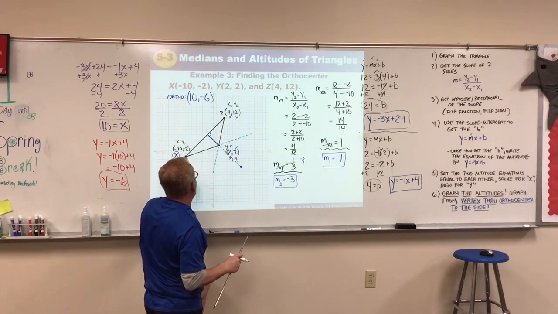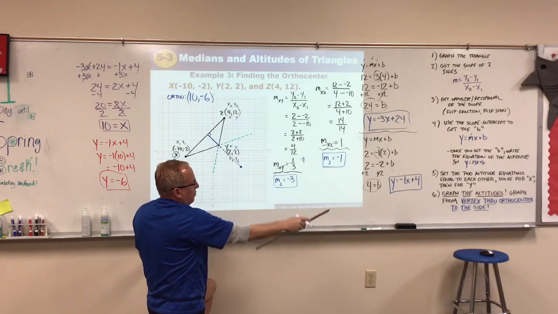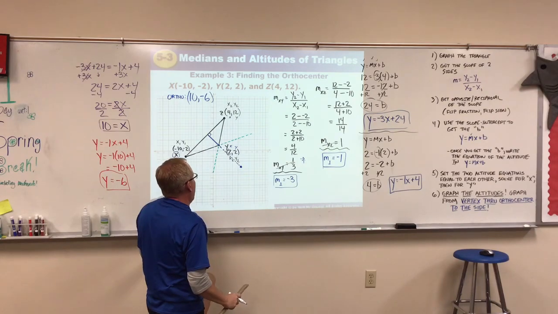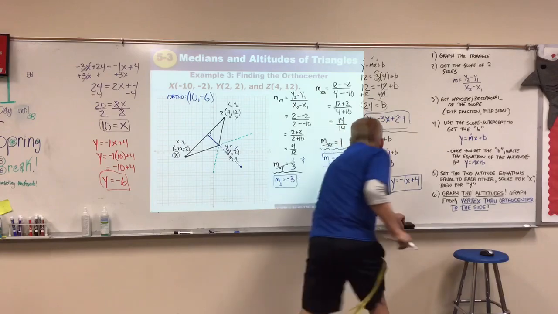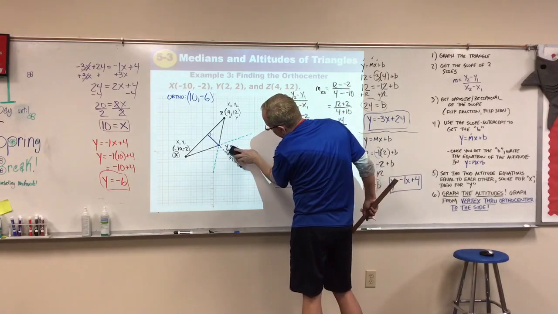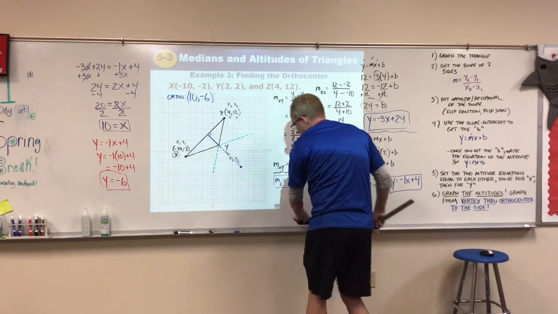Now we've got to do z and x. And again, we're going to graph the altitudes, from the vertex through the orthocenter to the side. I'm going to erase probably the coordinate references here. Let me get rid of these. You do know that that's y. We'll leave that there.